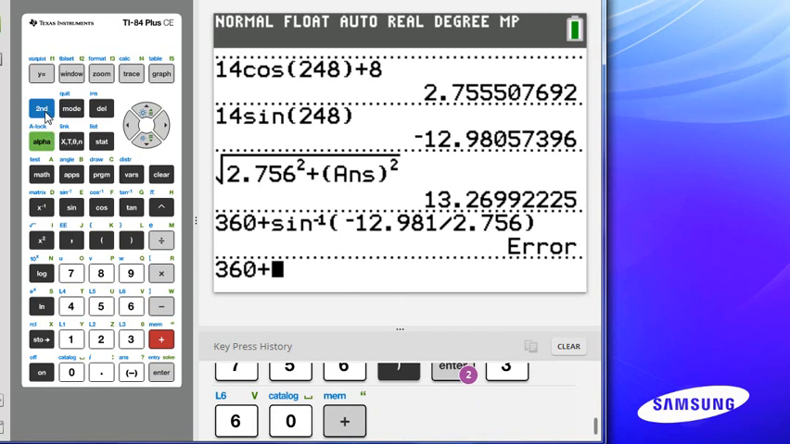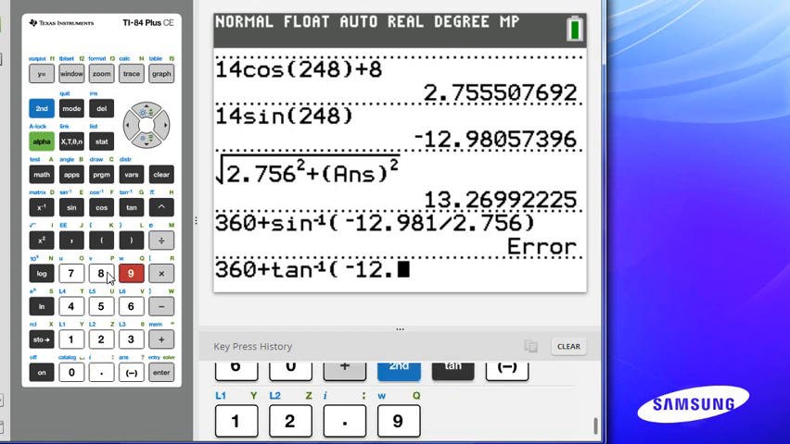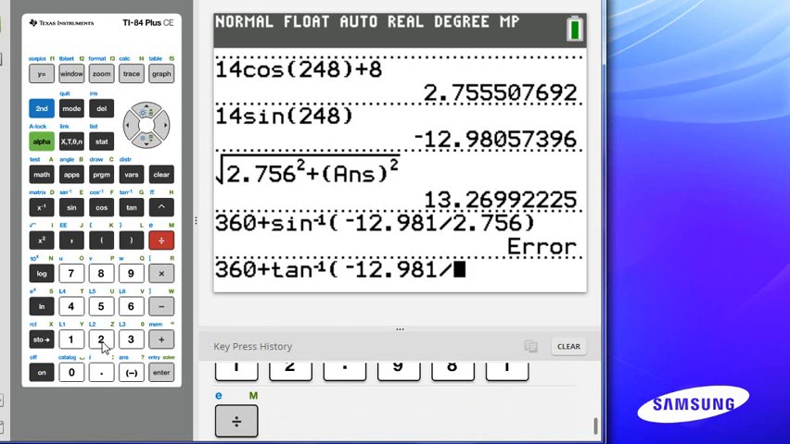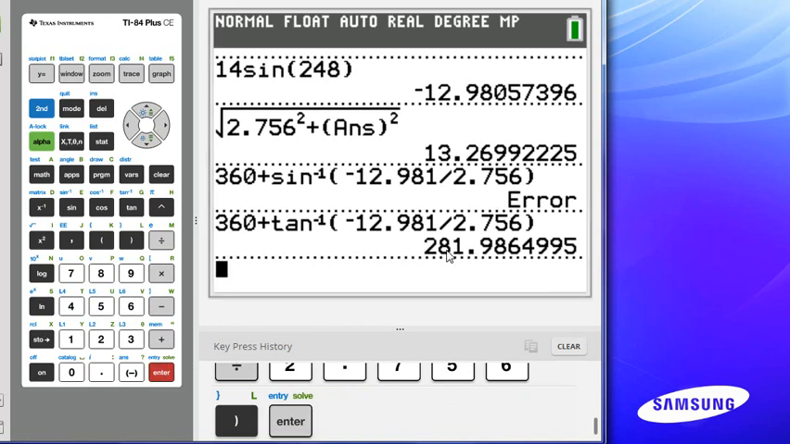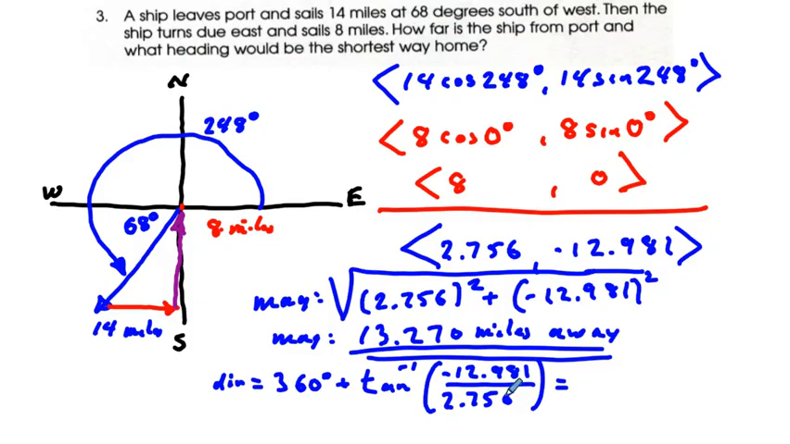Plus, there, we should be better now. Negative 12.981 divided by 2.756. It's a good thing I got an error message. I might have got it wrong. That's going to be 281.986 degrees. So 281.986 degrees. So that's going to be the direction.